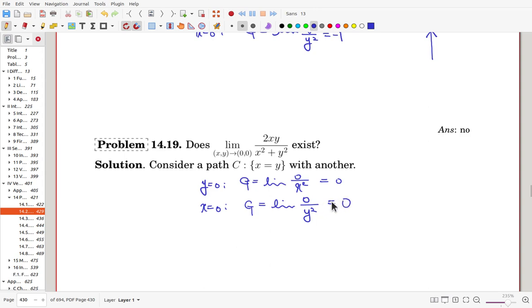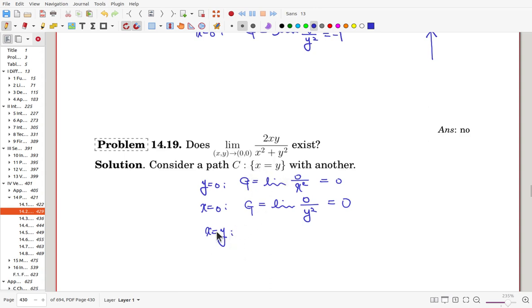Now, we chose two paths, but the limits are the same. But the ways of approaching the origin are infinitely many. So you have to choose another path so that the limit is different from 0. Another choice is x equals y.